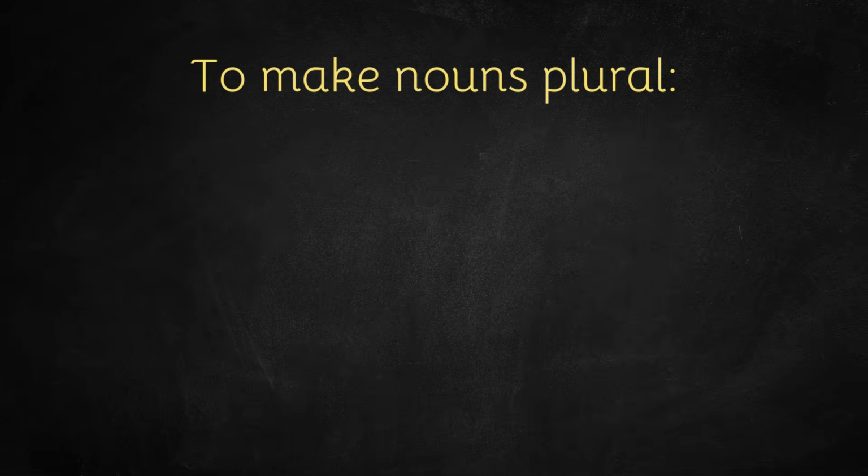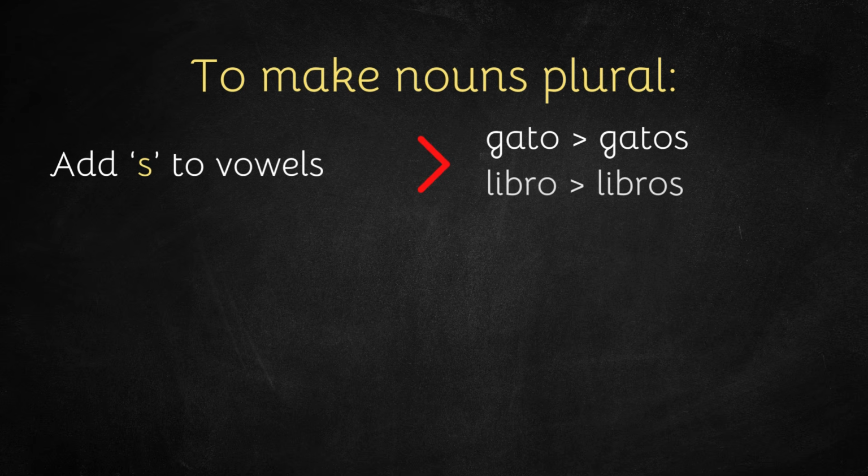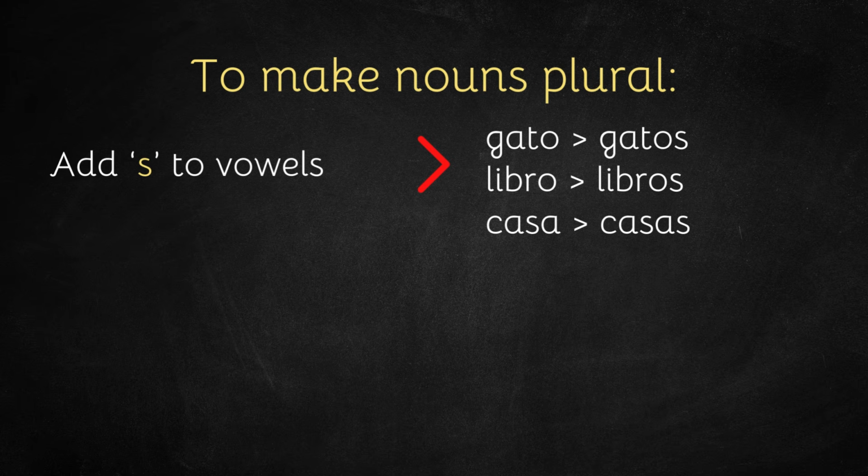And to make nouns plural, it's very easy in Spanish. If a word ends in a vowel, you just add S to make it plural. For example, gato becomes gatos. Libro becomes libros. Casa becomes casas.